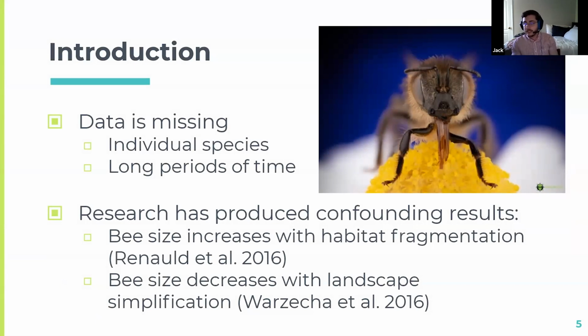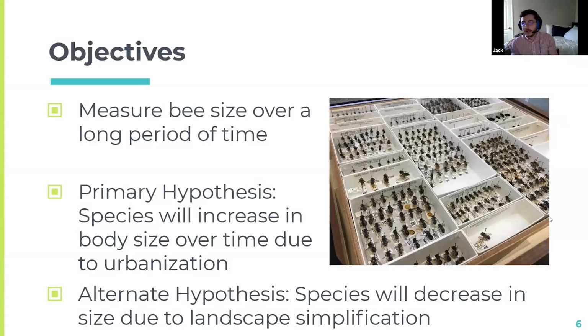In 2016, one team found that their native bee species were increasing in size with habitat fragmentation, whereas another team found that the native bees were actually decreasing in size with landscape simplification. So, pretty confusing results. And it should also be noted that each team only collected samples for 2 years, which really isn't a wide enough range of time to be assessed properly, as the changes in body size can be attributed to a lot of different factors. So that's where I come in.